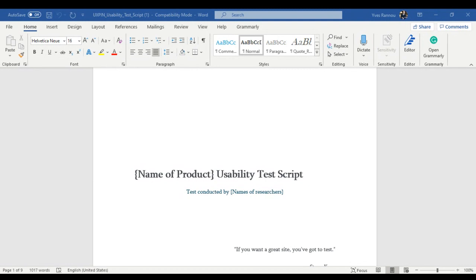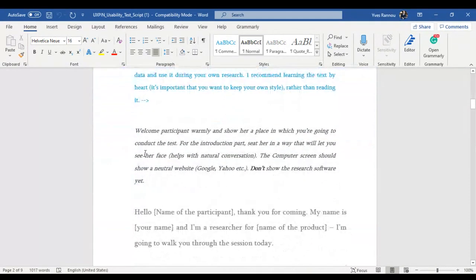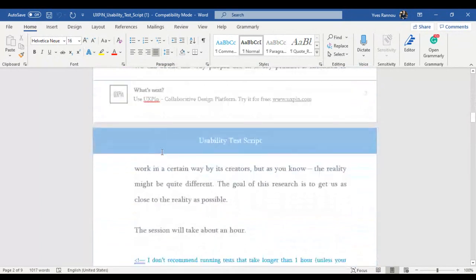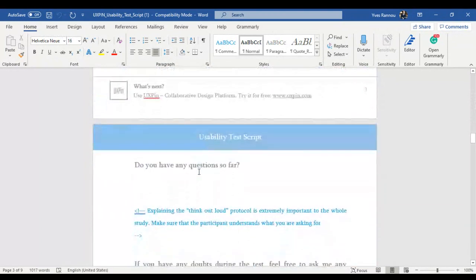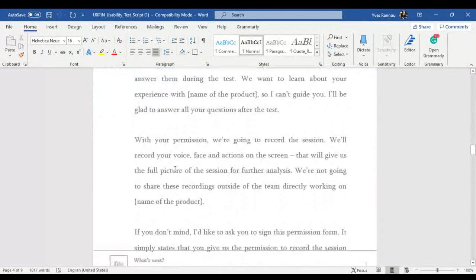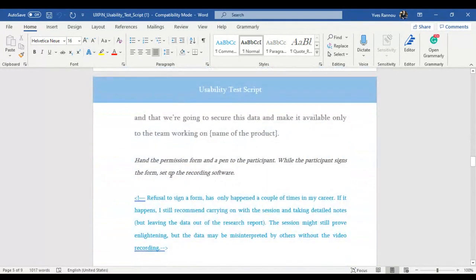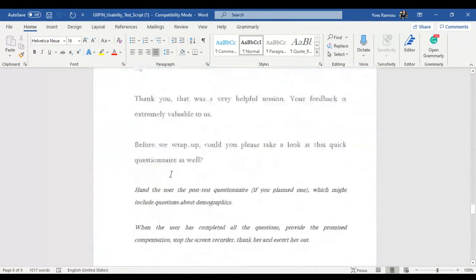So if we look at the template, you will see: welcome participants, and so on. Hello, my name is... Before we start, the session will take an hour. Please remember during the whole session... The template is pretty much there for you. But what will be unique to each of you in class is your test scenario, and this is where we are stretching.